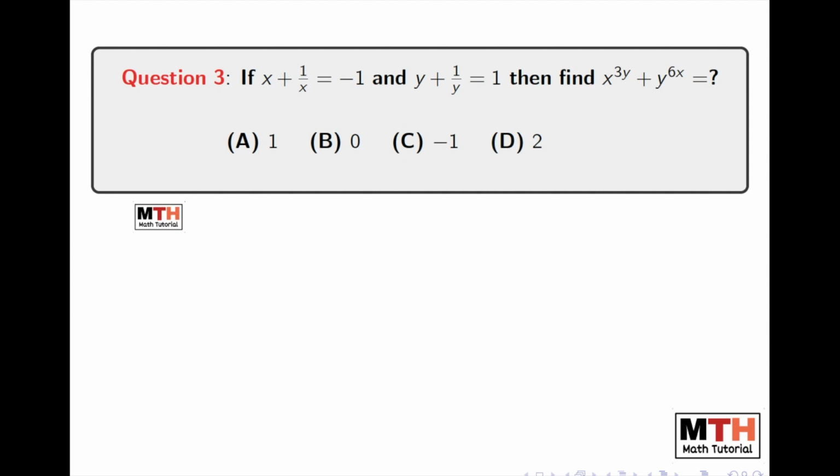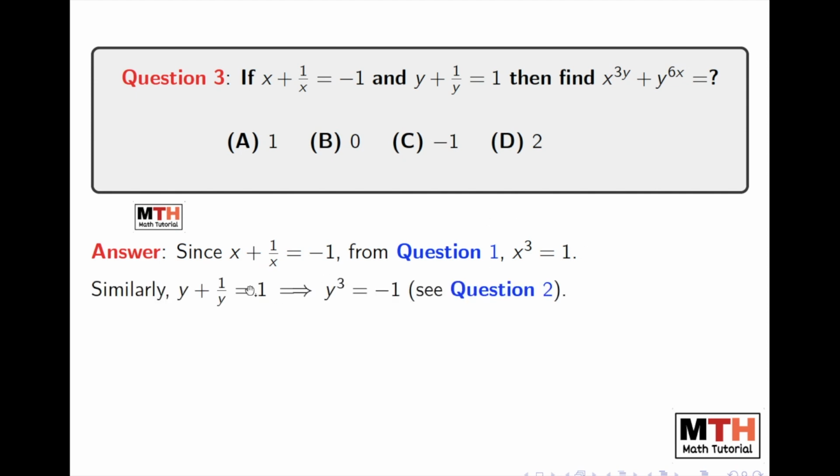Question number 3. If x plus 1 by x equals to minus 1 and y plus 1 by y equals to 1, then find the value of x power 3y plus y power 6x. Options are 1, 0, minus 1 and 2. Answer. Since x plus 1 by x equals to minus 1, from question number 1 we get x cube equals to 1. And again since y plus 1 by y equals to 1, we get from question number 2 y cube equals to minus 1. Thus y power 6 equals to 1. You can go back and check.